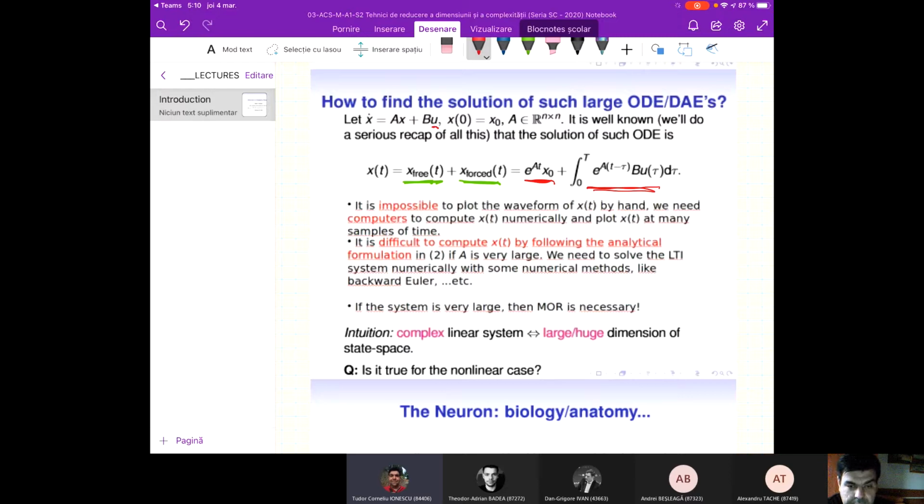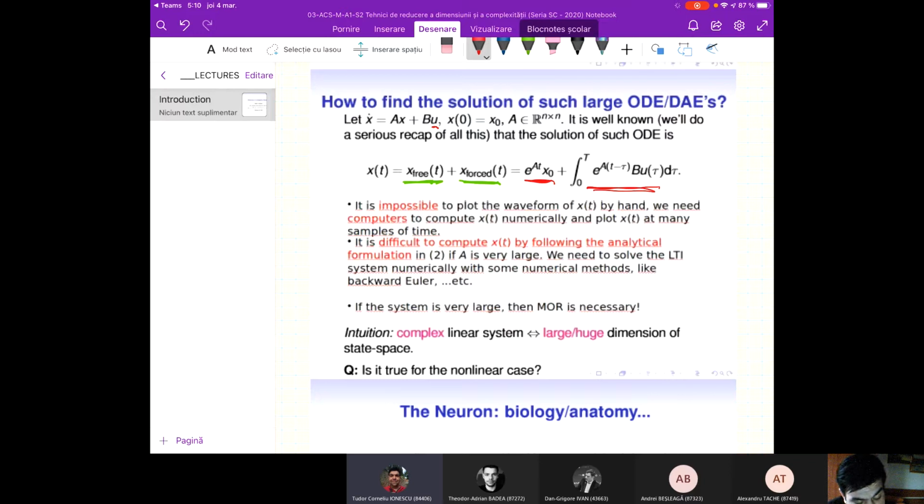Okay, because you need computers to compute the x of t numerically and plot x of t at many samples of time, just like MATLAB is doing. So we need to use MATLAB on this. It is difficult to compute x of t following analytical formulations if A is very, very large.